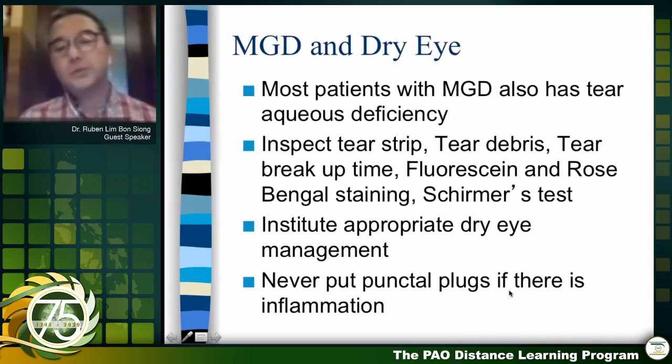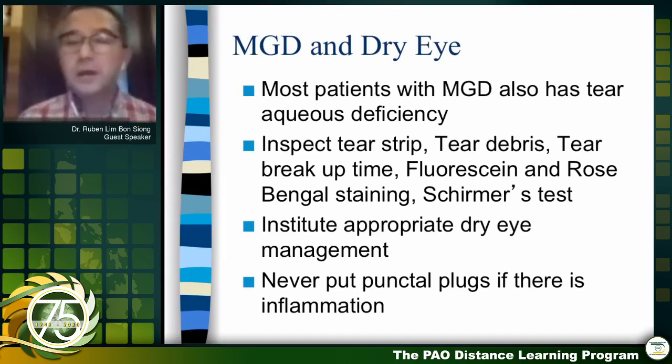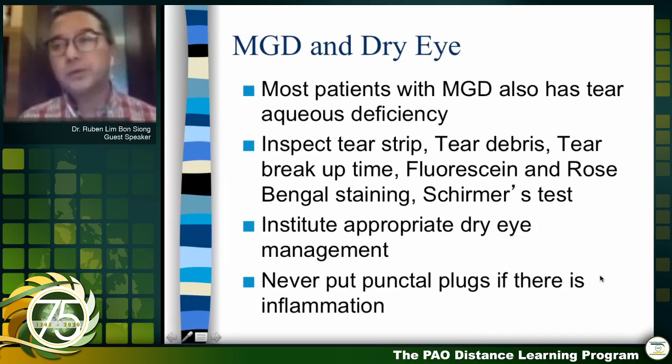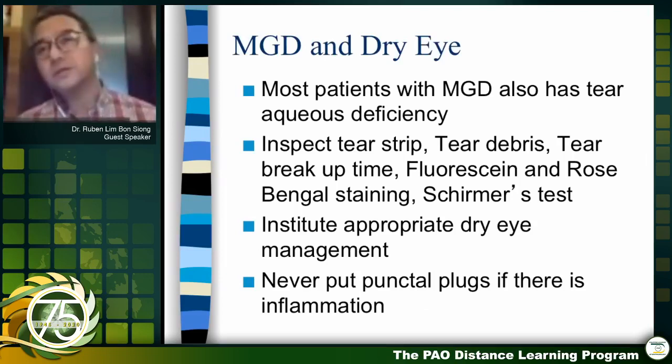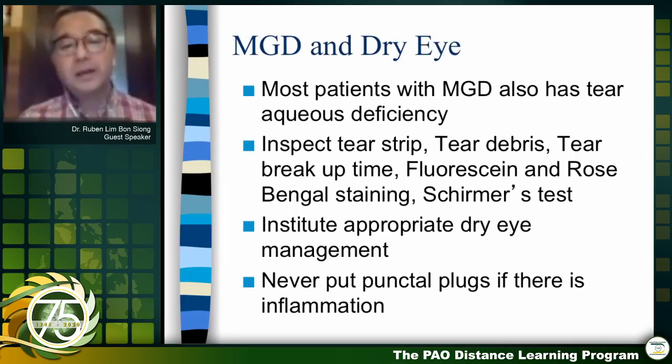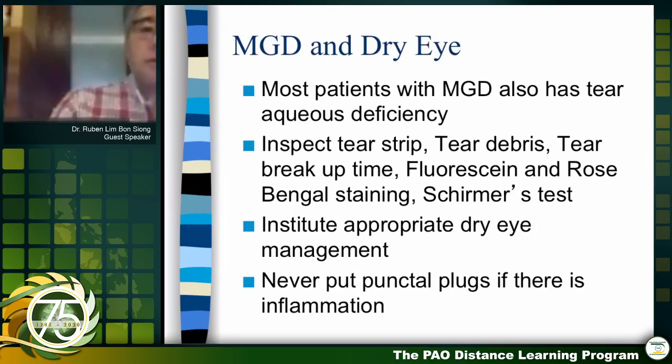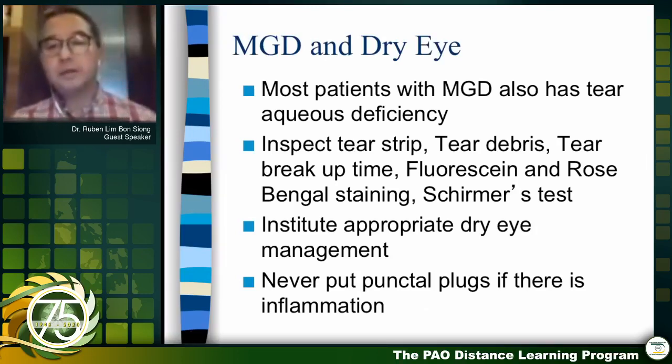Just a caution: in patients really with dry eye, with aqueous deficiency dry eye, with low Schirmer's, very narrow tear or very low tear meniscus height, let's say patients with rheumatoid arthritis or Stevens-Johnson and all that, really very dry, if there is significant MGD that is still inflamed, again, don't put punctal plugs yet. Treat first the MGD before putting the plugs for the treatment of the dry eye.